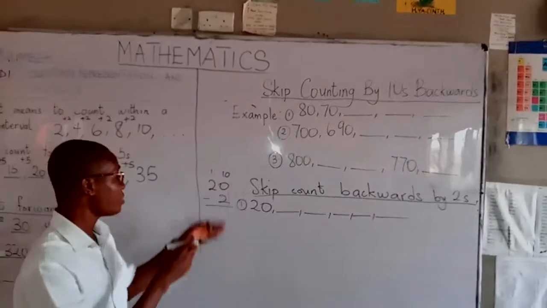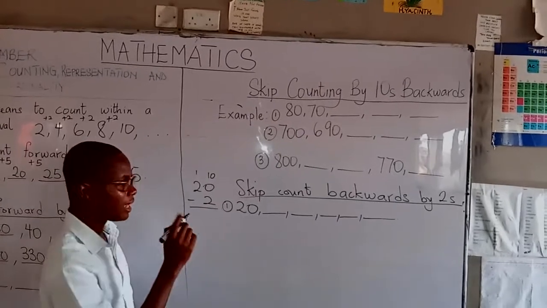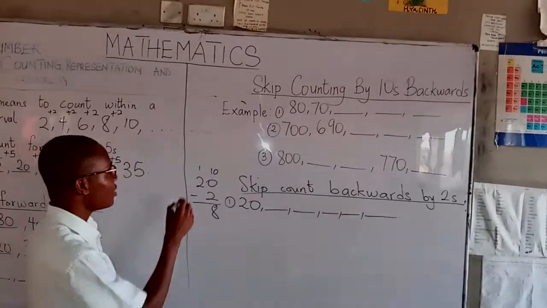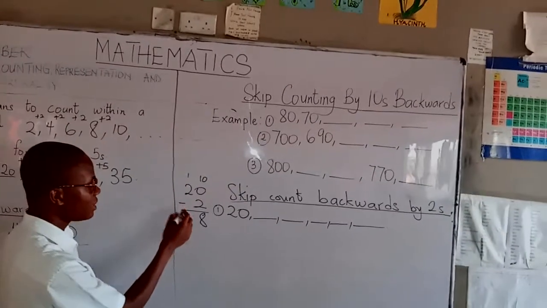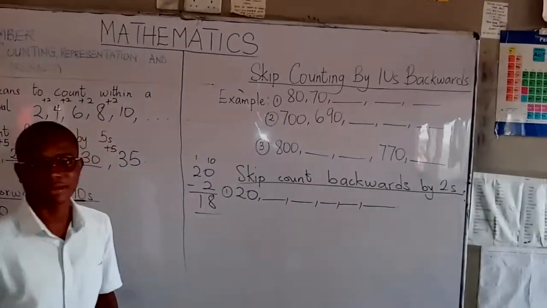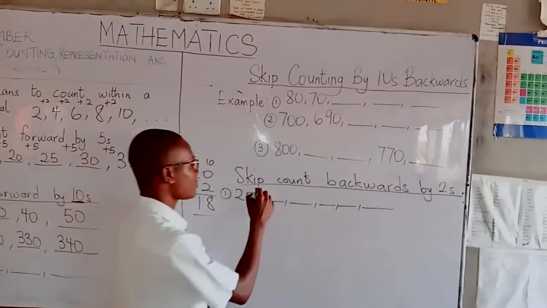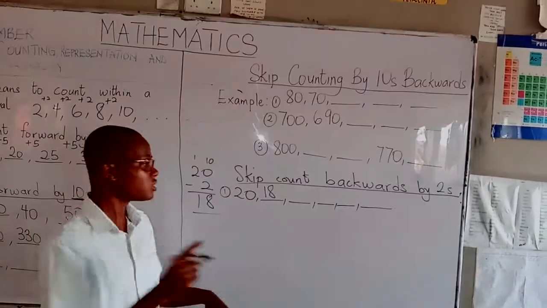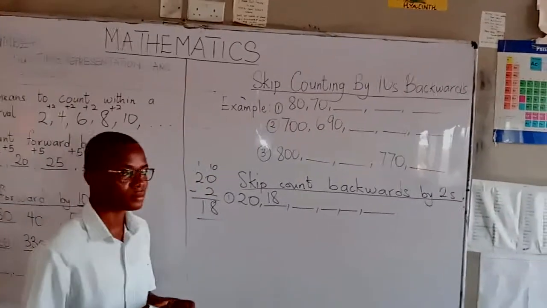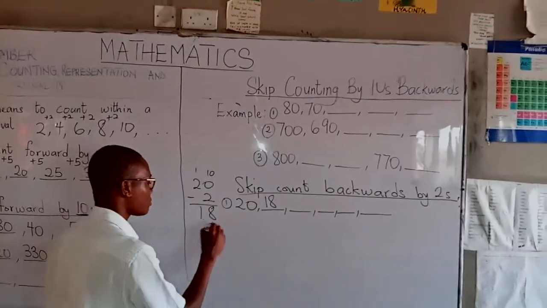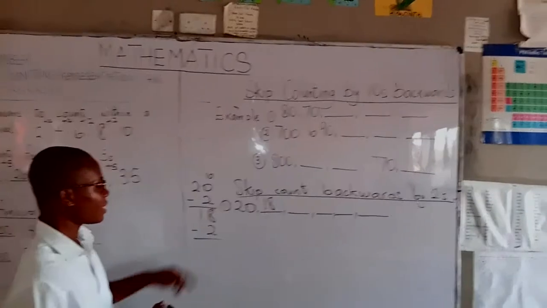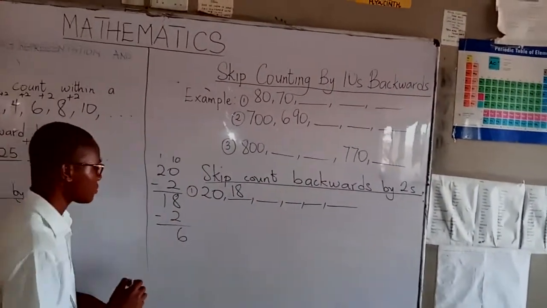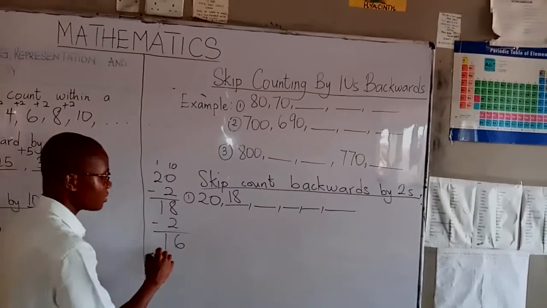So 10 minus 2 gives you what? I like that. 8. Who said it? I really like that. Leaving here with 1. There's nothing here. So it becomes like this: 18. If you want the next number, you subtract 2 from this. 8 minus 2 gives what? 6. Leaving here with 1 gives you 16.